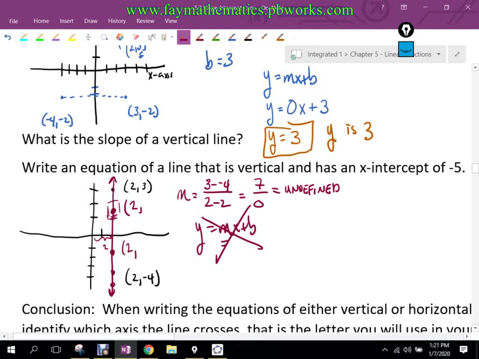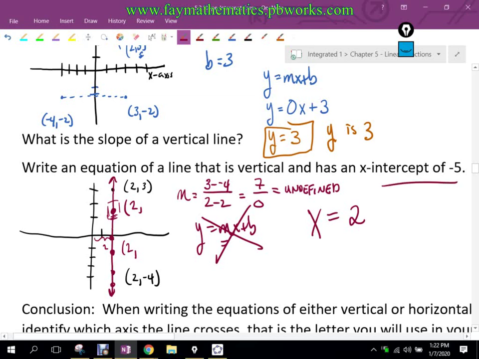What am I seeing about every single one of these points on that vertical line? The x value is 2. So just like we did up here, y is 3, here, x is 2. Does that make sense? And there's your rule for writing the equation of a vertical line.